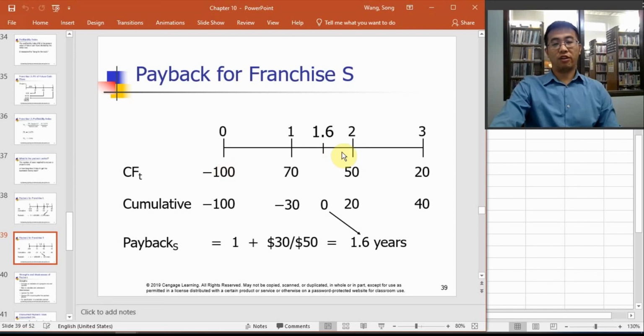And how do you solve for the fractional part? You're going to use the remaining balance at the beginning of the second year divided by the cash flow you made during the second year. So 30 divided by 50, that's 0.6. So it takes 0.6 of this year to cover your remaining balance. So that's how you solve for payback period.